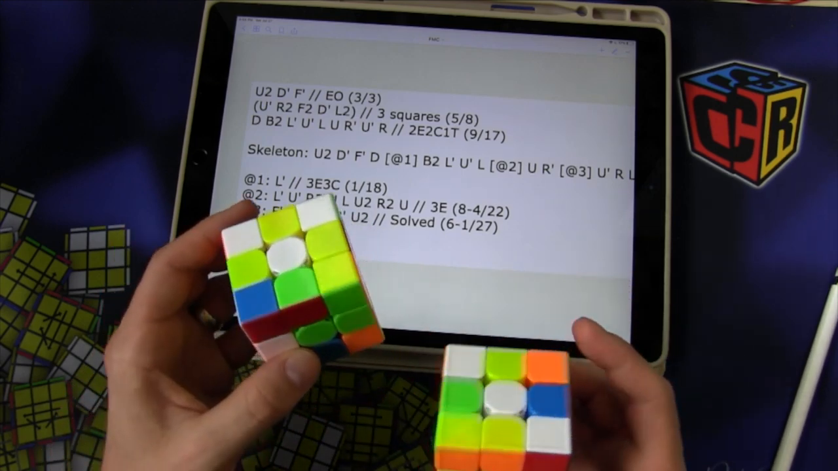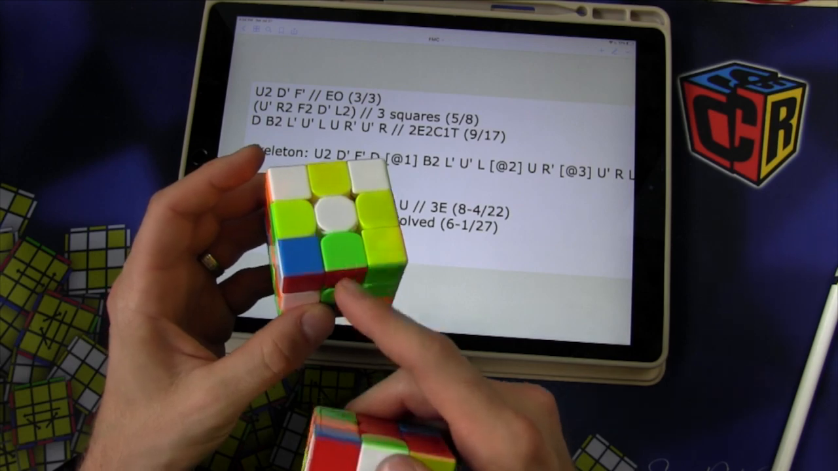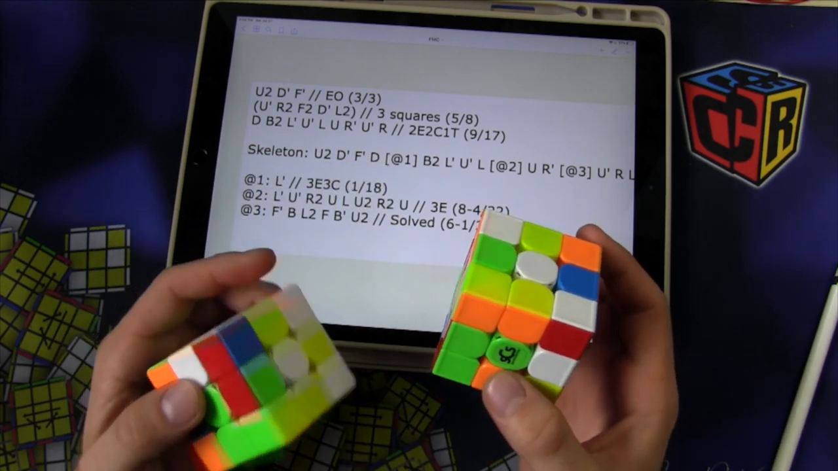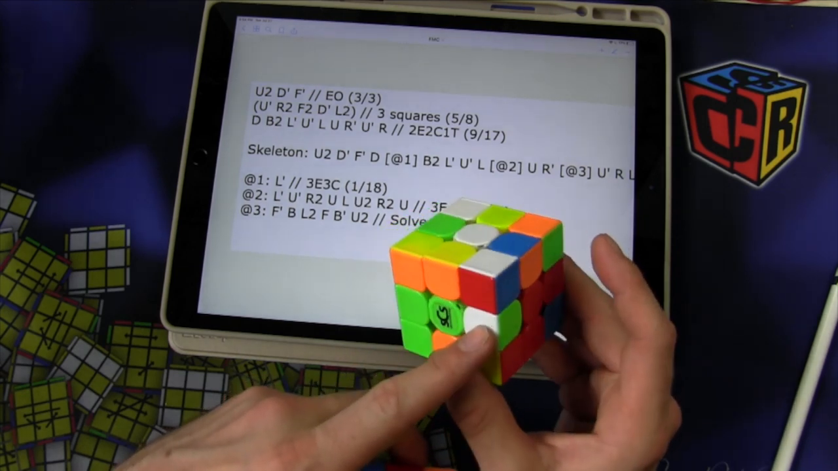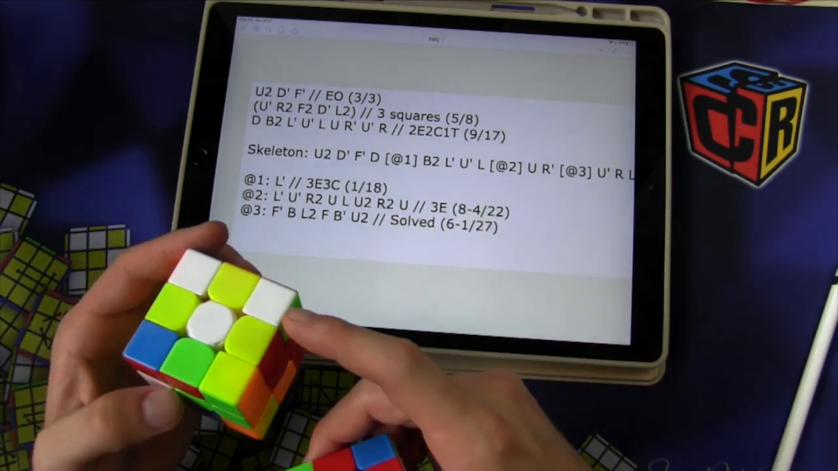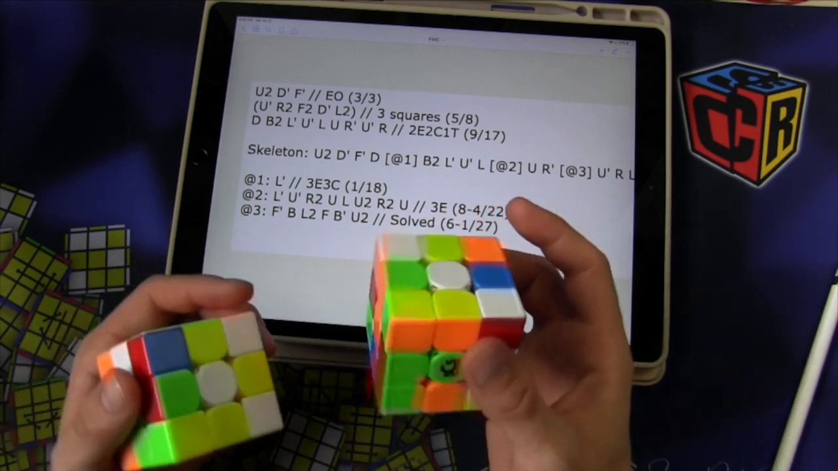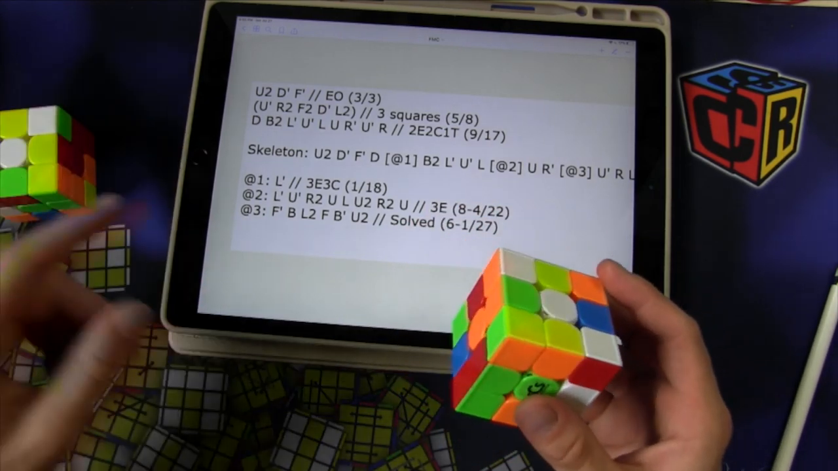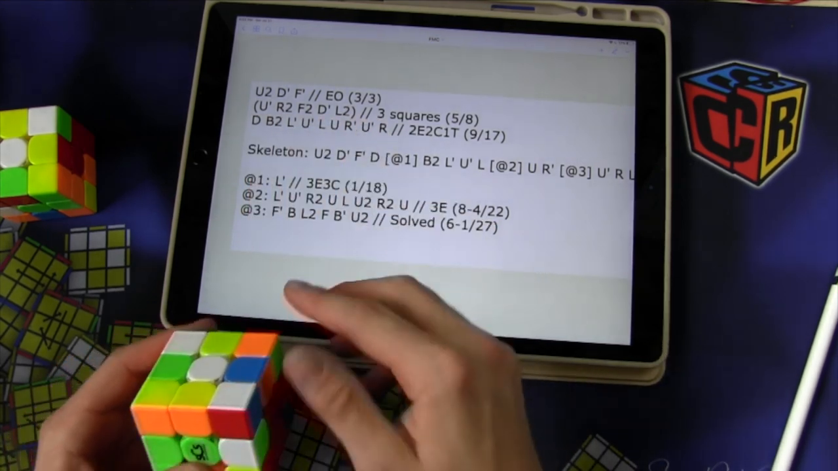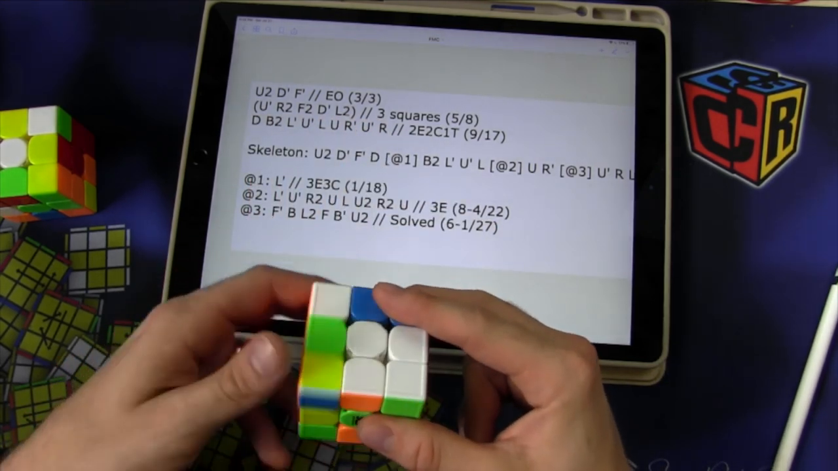So for example, red and green is in the green and white spot. So if I look at green and white, I should have the green and white edge. Same thing, here's red and yellow in the red and white spot. So at the red and yellow spot, I should have red and white. I do. Okay, so now I do U prime R2 F2, D prime L2.